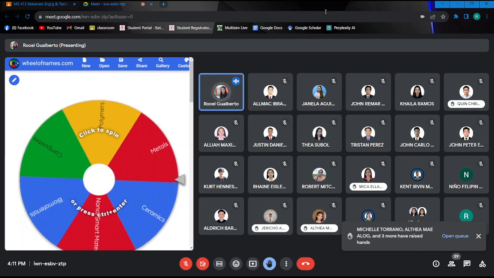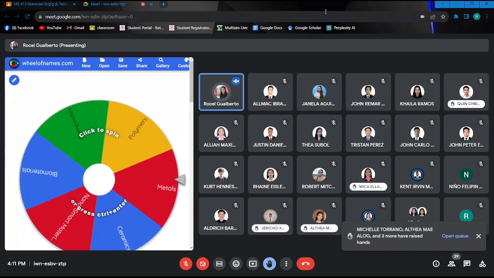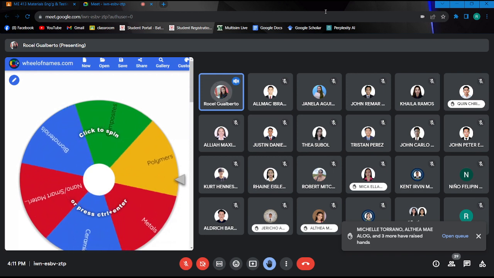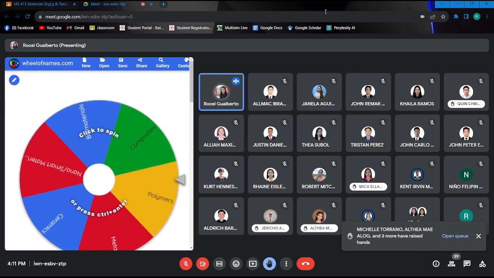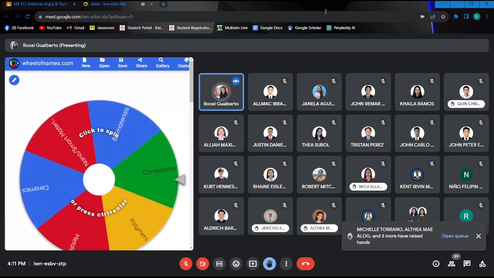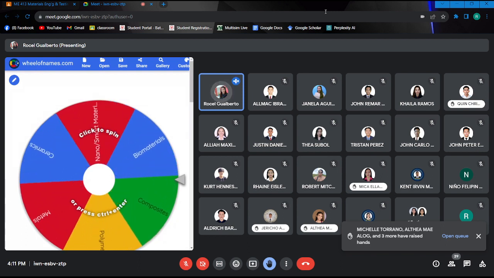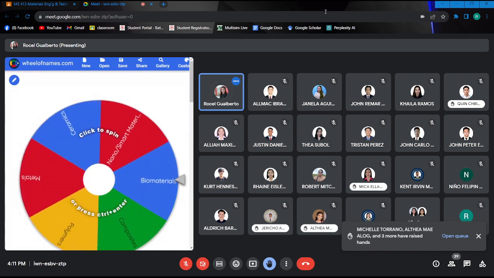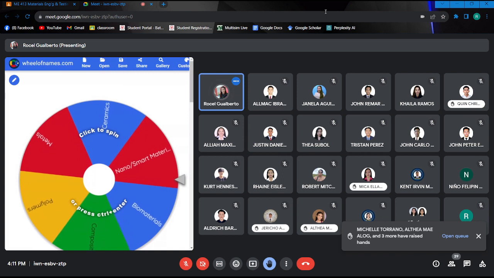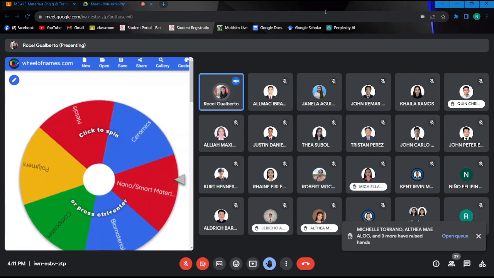So, we have here Michelle, Althea, Micaela, Pin, Cherry po, and Rick. Okay, so we have here 6. So, as I know po, yung pong ating per group is around 7 to 8.